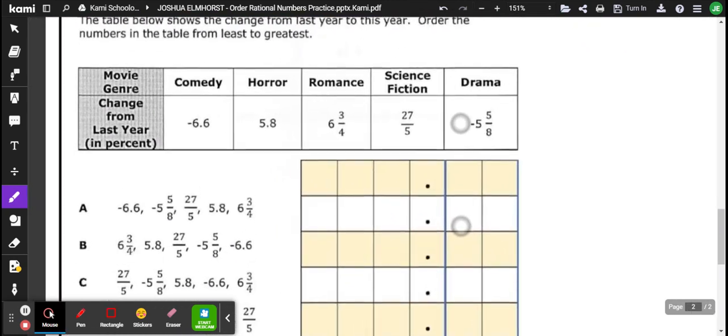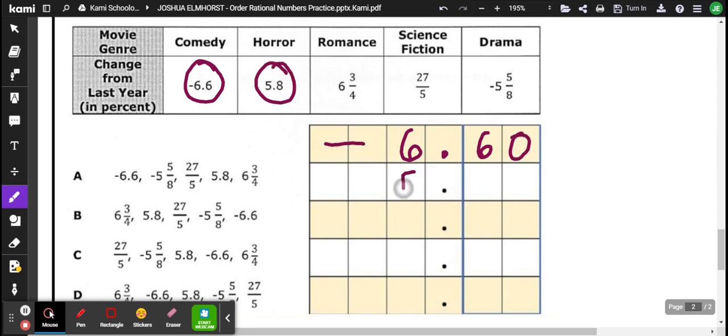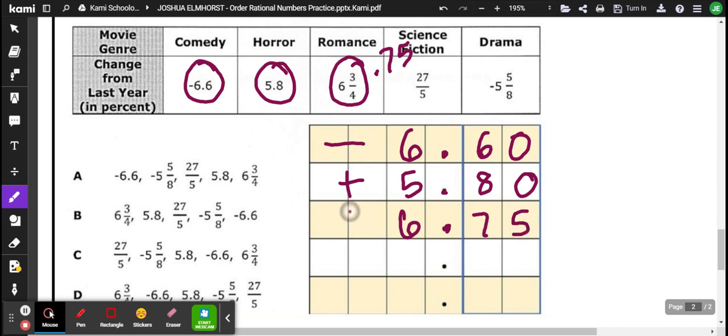Same is true for the next one. We're going to look at decimal place value. So we have 6.6. This one is negative. 5.8. That one's positive. And then 3/4 is 0.75. And that looks like it's positive. And then we have 27 divided by 5.